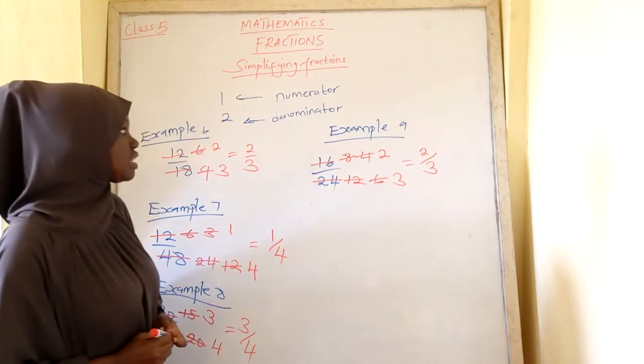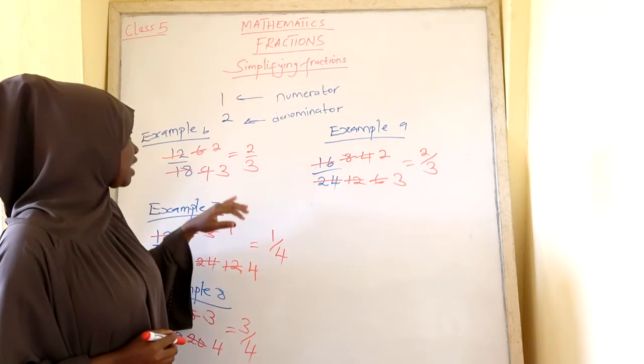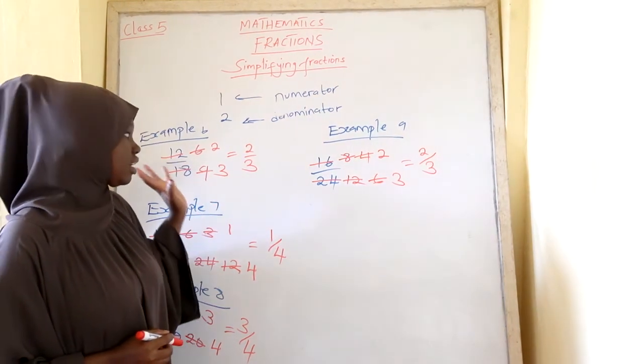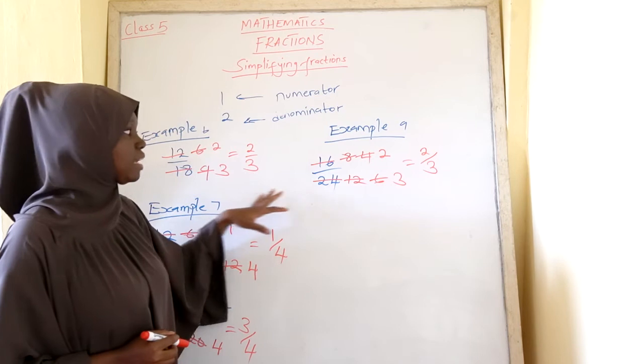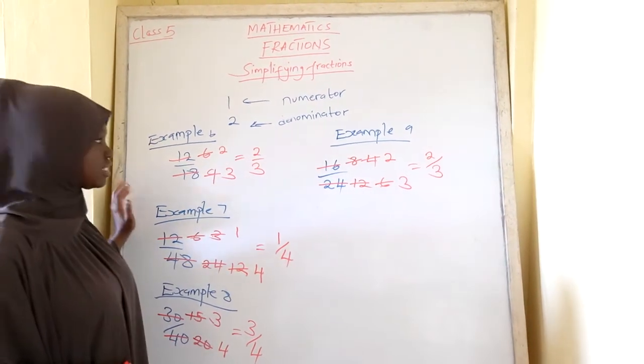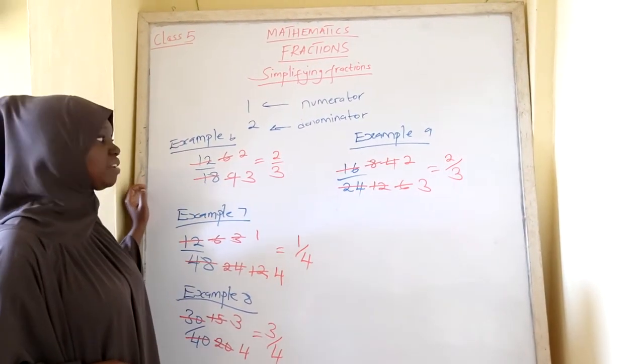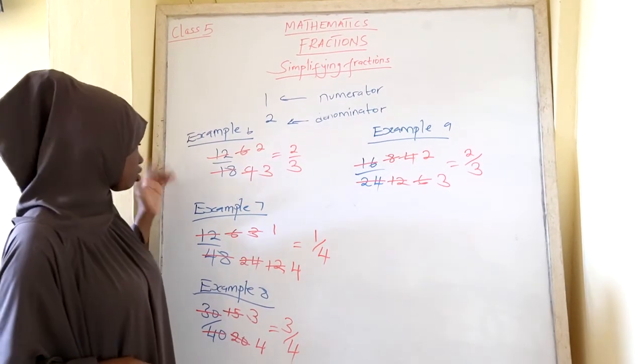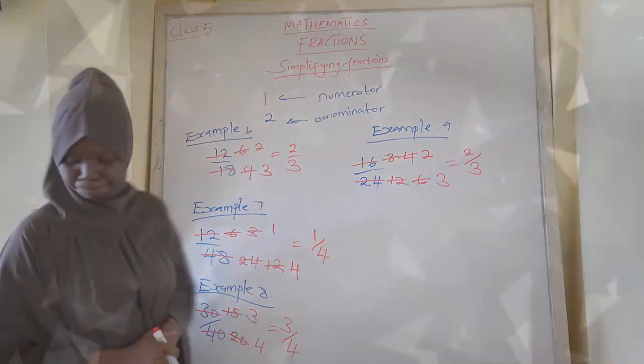The fractions that cannot further be simplified, you just leave them as they are. But there are other fractions like these ones that I've given, they can be simplified further. So you can simplify.